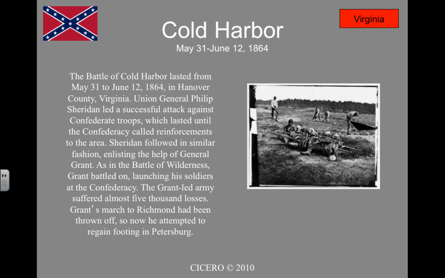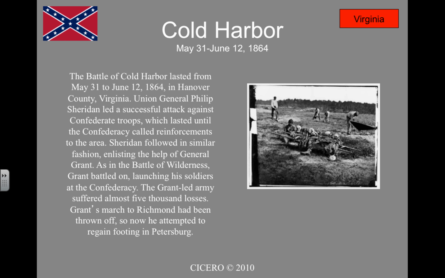One of the last battles was Cold Harbor. It was really the last major battle of the Civil War. It was fought in Virginia, and as you can see, the Union suffered about 5,000, but it was the beginning of the end for the South.